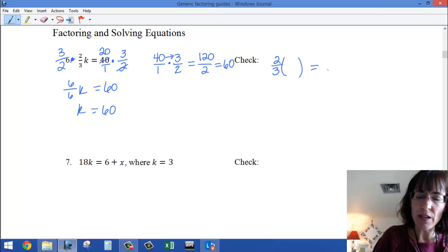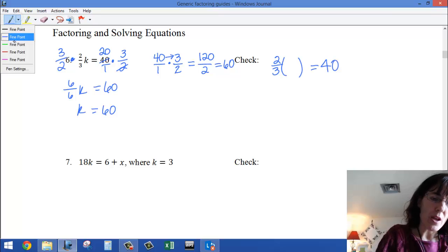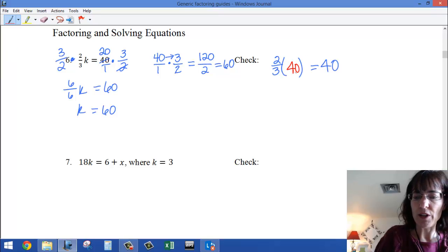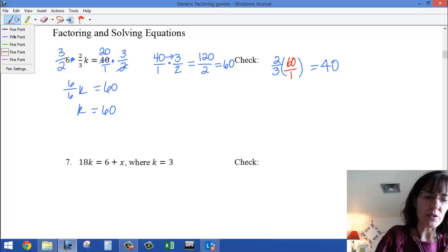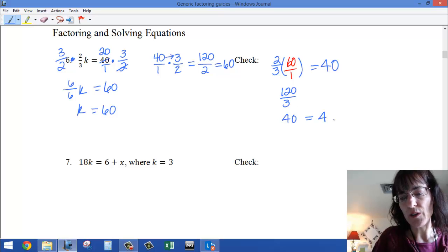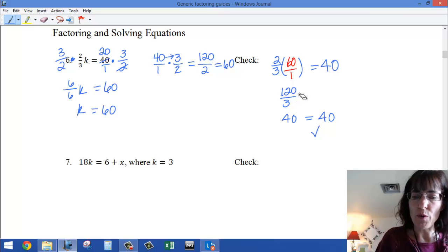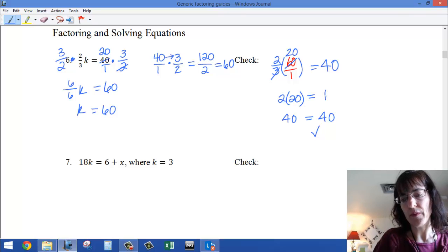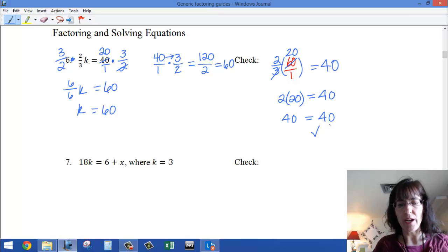Okay, so I got k is 60, so what I want to do is say 2/3 times whatever my k is, and see if I end up with 40. And my k, of course, that I think I should have is 60. I'm going to put it over 1 because then it looks more like a fraction. And then 2 times 60, we'll do it the long way. I get 120 divided by 3, which is indeed 40. And so that equals the 40 I had on the other side. Remember, the other way I could do this is to say, well, 3 goes into 60 20 times, and then 2 times 20 is 40. And so that one is also correct.